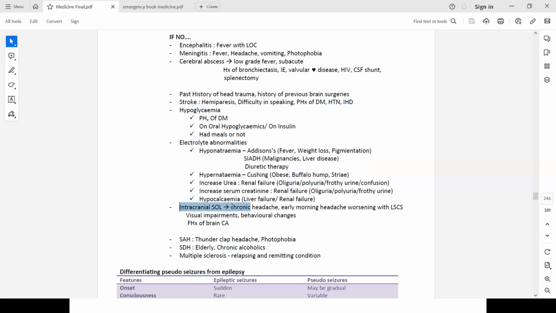Intracranial space occupying lesions, the chronic headache, early morning headache with vomiting. So exclude a few DDs. No need to go into detail like multiple sclerosis, so you don't have to ask about that. You can exclude the infections, head trauma, important, I forgot to mention it, stroke, hypoglycemia, electrolyte imbalances, and SOL. That's more than enough.